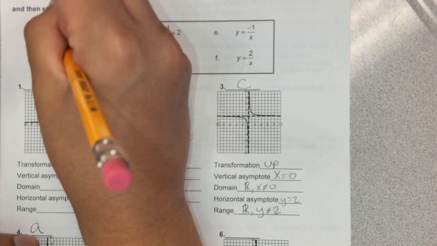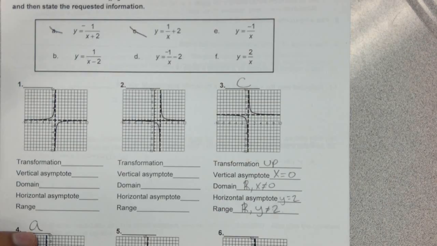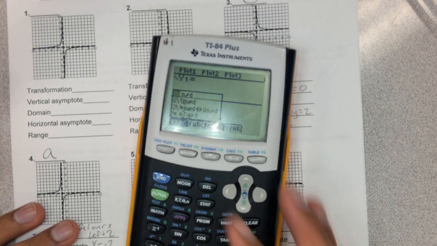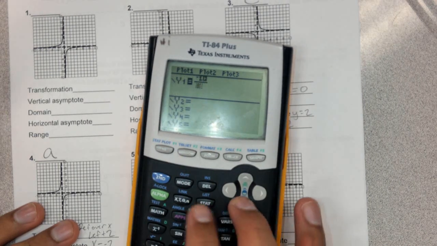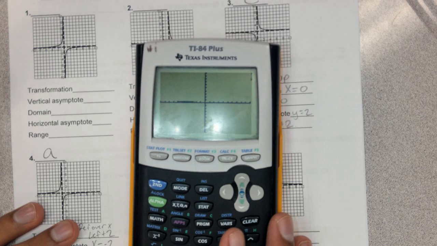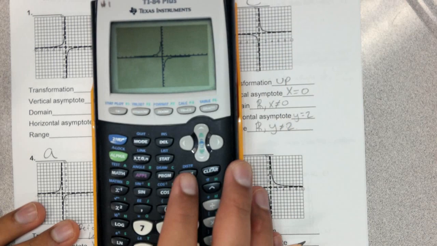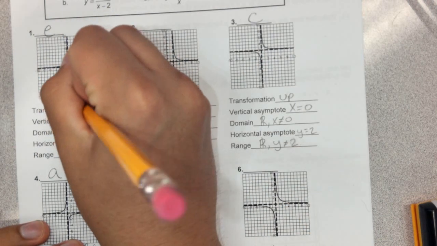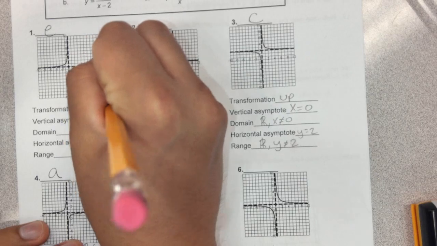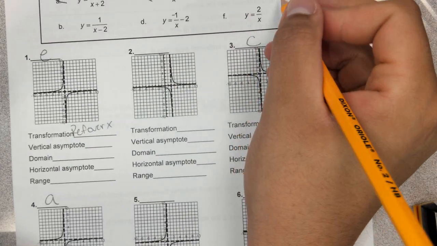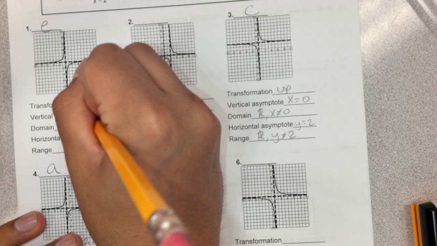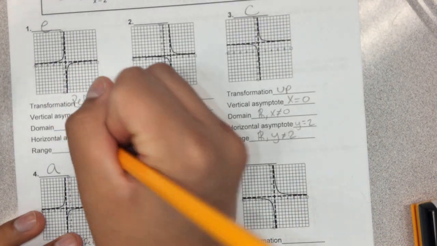So we got A, C knocked out. Let's look at E. That one fits with 1. That one's just a reflection over the x. This one doesn't translate right, left, up, or down, so x equals 0 for the asymptote, y equals 0.